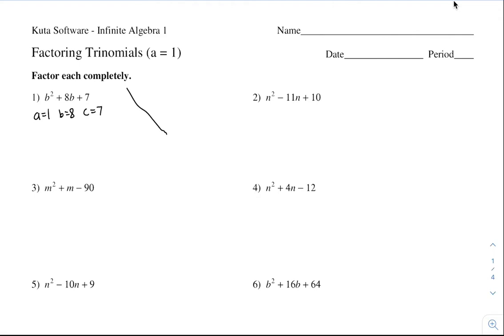With the X method, on top you have a times c. So 1 times 7 is 7. And on the bottom, you have your b coefficient, which is 8. Now you have to ask yourself, what two things multiply to 7, but when you add them, give you 8? That's 1 and 7. And since a equals 1, we pretty much have our factors. So we have b plus 1 and b plus 7.